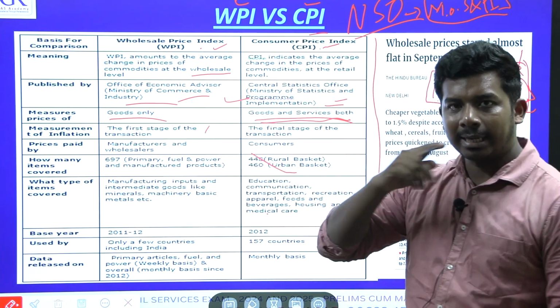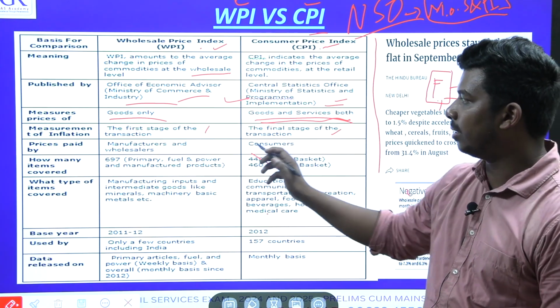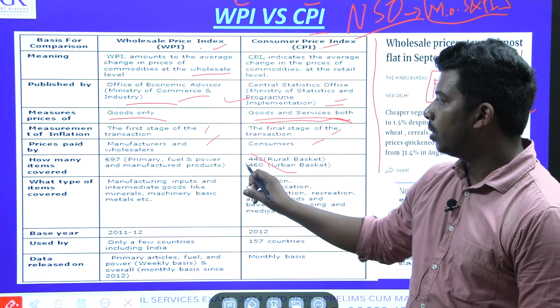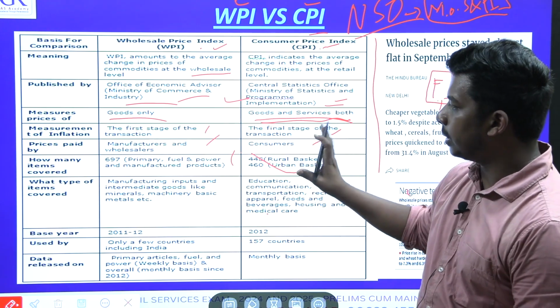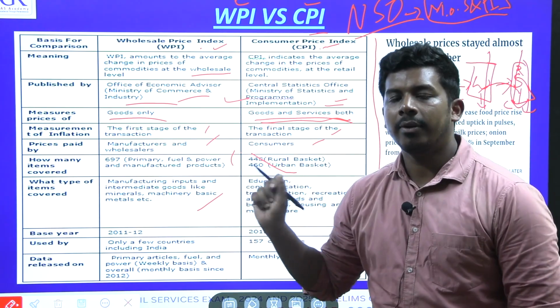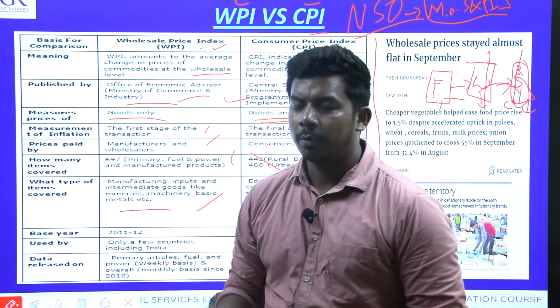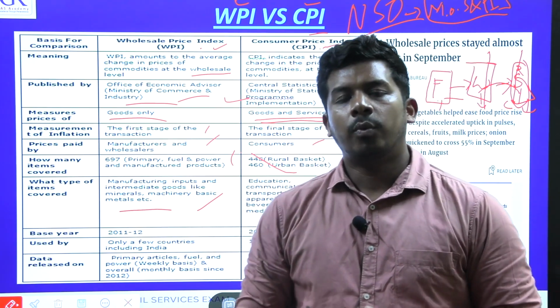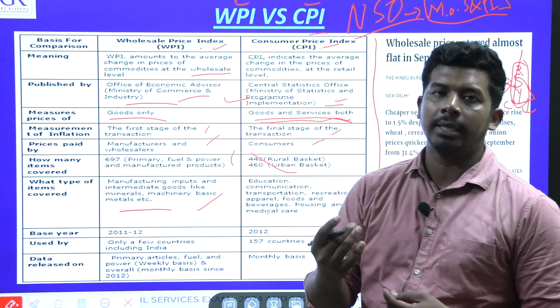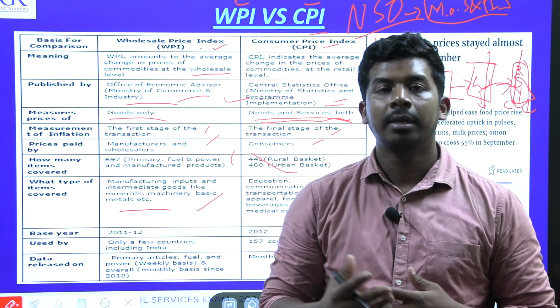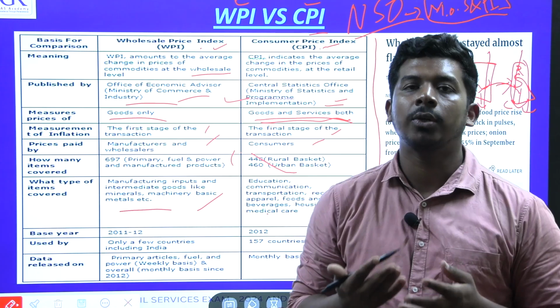This is the first stage of the transaction. This is the final stage of the transaction. Manufacturer and wholesale, consumer. As I said, this is only goods. This is goods and services both. Here there will be more weightage. So what is weightage? What products do you count when you are calculating the wholesale price index? You said the wholesale price index measures the price, but what are the items you are using for price?